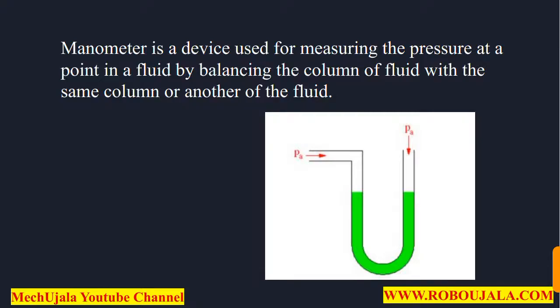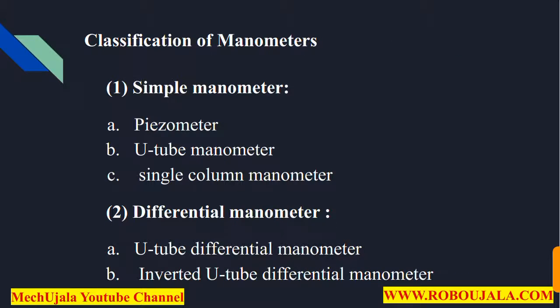So let's see the different types of manometers firstly. Generally they are of two types: simple manometer and differential manometer. The simple manometers are further divided into three parts: piezometer, U-tube manometer, and single column manometer. And differential manometers are further divided into two parts: U-tube differential manometer and inverted U-tube differential manometer. But according to the SSC JE syllabus, we have to focus only on simple manometers, basically U-tube manometer or single column manometer. So let's start.